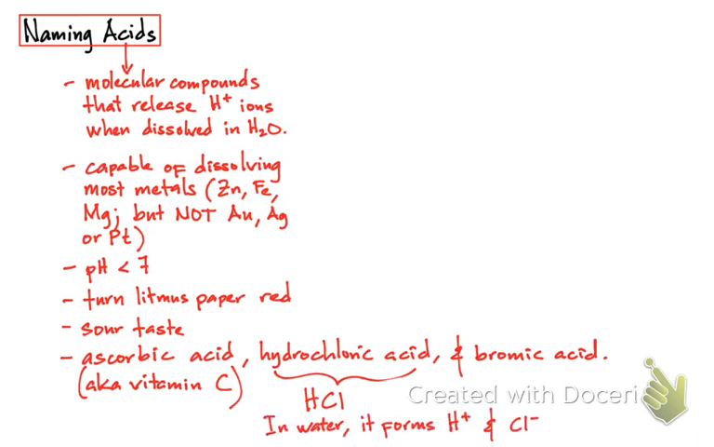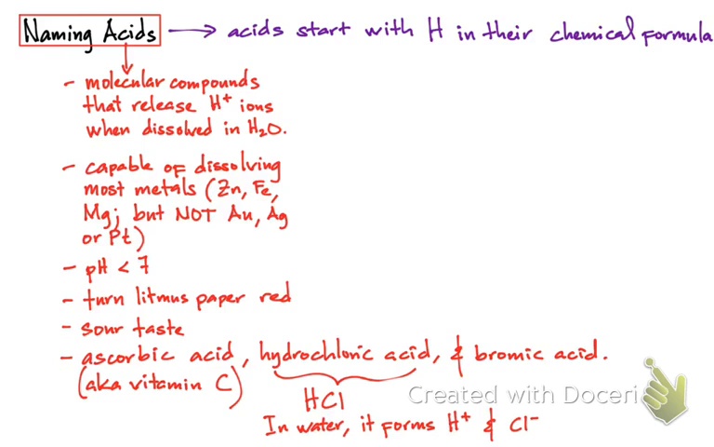All right, so as I mentioned earlier, hydrochloric acid, HCl, when you dissolve that in water, forms ions such as the hydrogen ion, which is a cation, and a chloride ion. Acids start with hydrogen in their chemical formula, right? So HCl is one perfect example. You have H2SO4, which is sulfuric acid. You have HNO3, which is nitric acid.